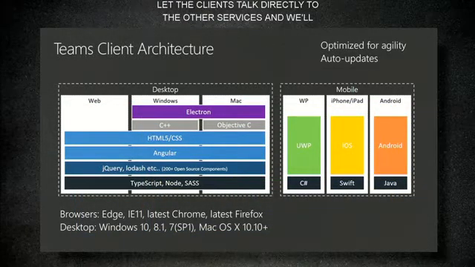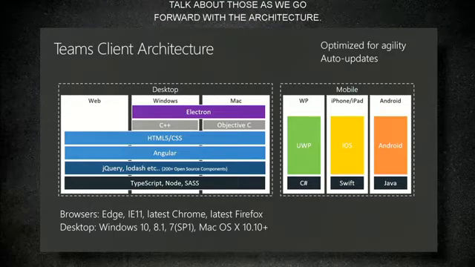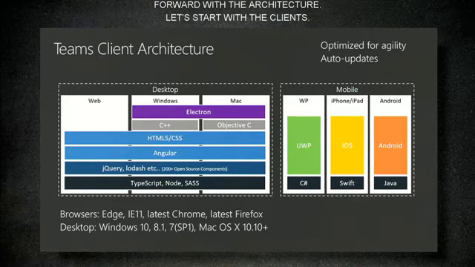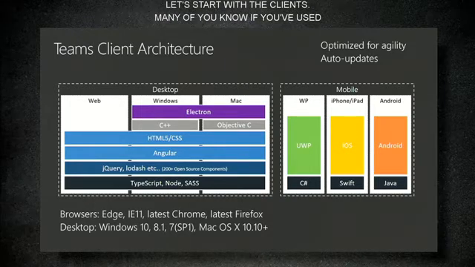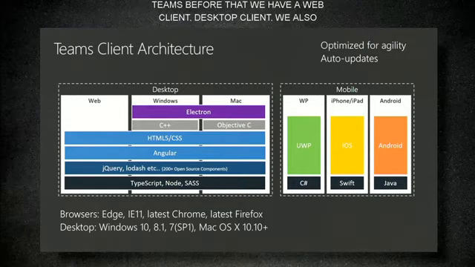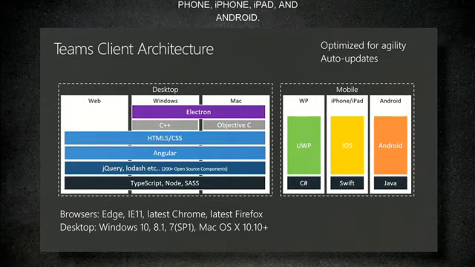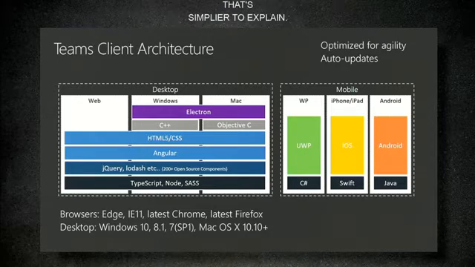So let's start with those clients. Many of you know, if you've used Teams before, that we have a web client, and a desktop client for Windows and Mac. Features on them ship simultaneously on the desktop. We also have mobile clients: Windows Phone, iPhone, iPad, and Android. I'll start with the right-hand side, because that's simpler to explain. Each of our mobile apps is native, built from the ground up, using the libraries necessary to talk to our backends and the other backends.